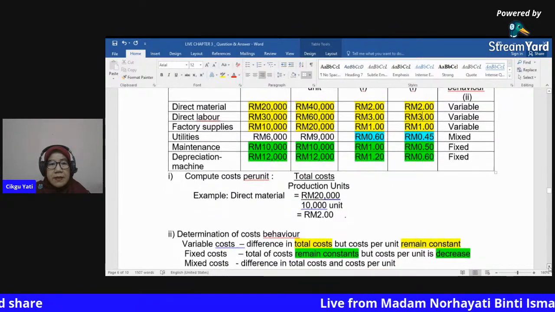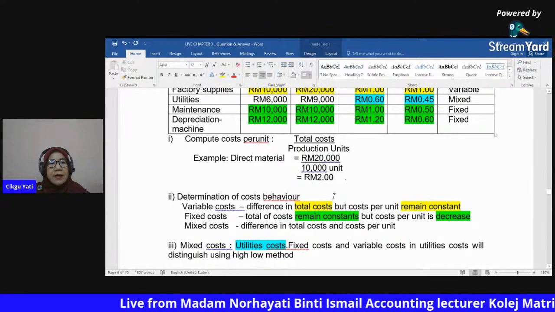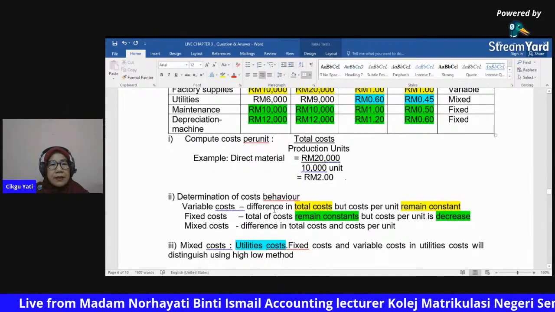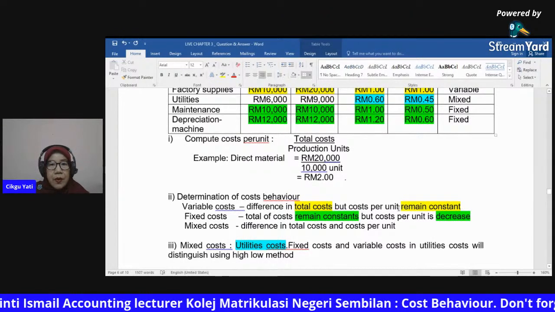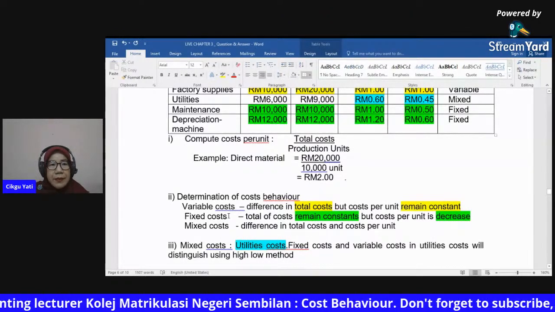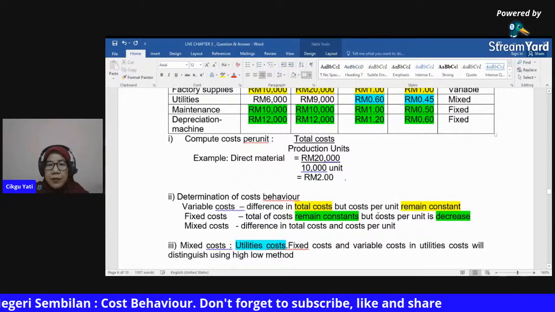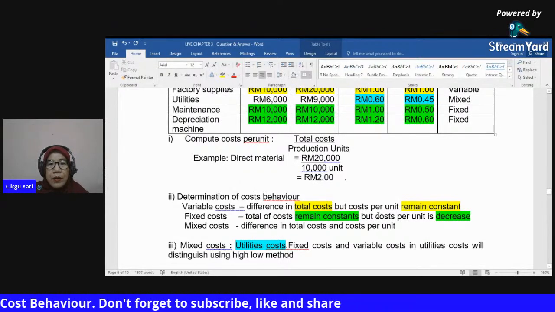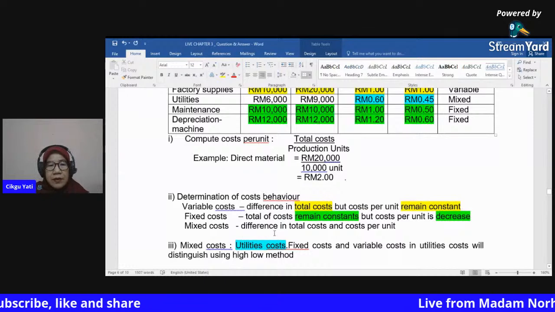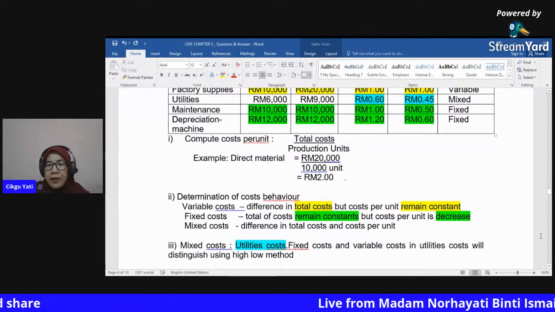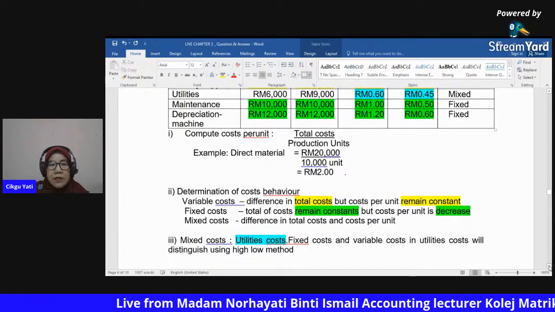Okay, this is the answer. Okay, this is the conclusion. You can see variable cost will change in total, but cost per unit remains constant, whereas fixed cost remains constant, but cost per unit is decreased or reduced, and mixed cost differs in total cost and cost per unit. Okay, that one is the definition here for cost behavior.